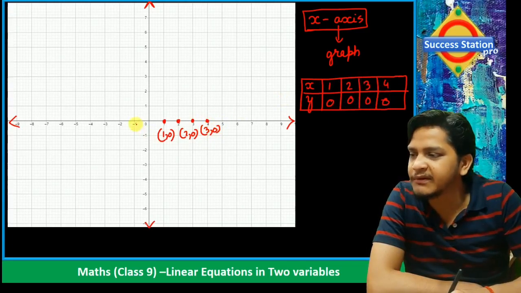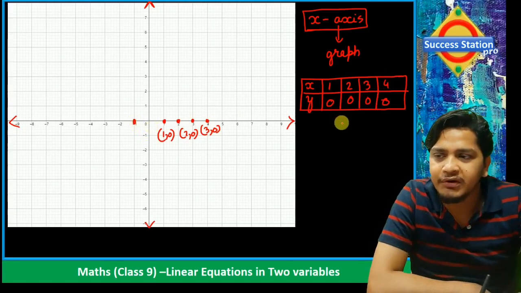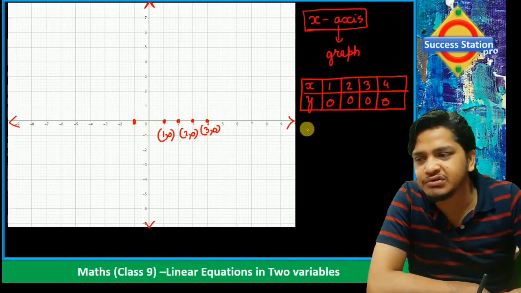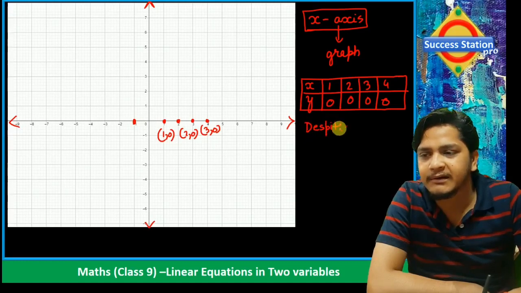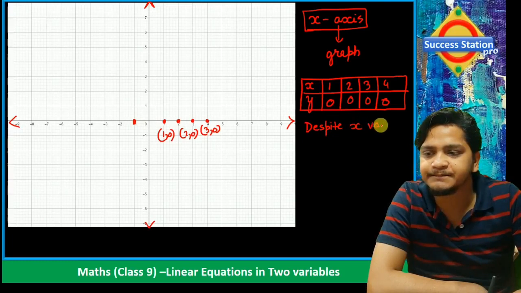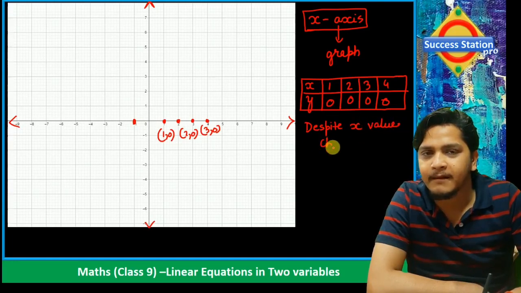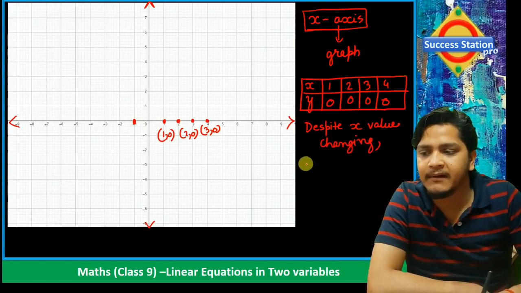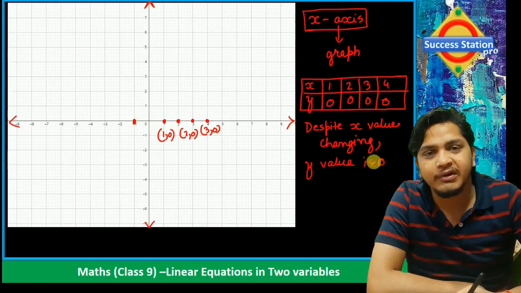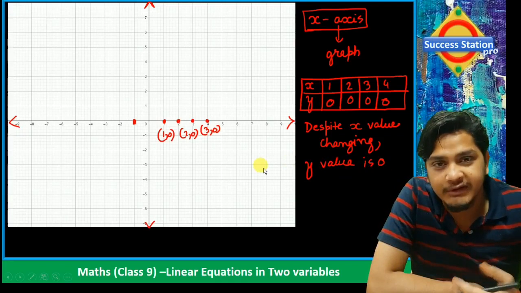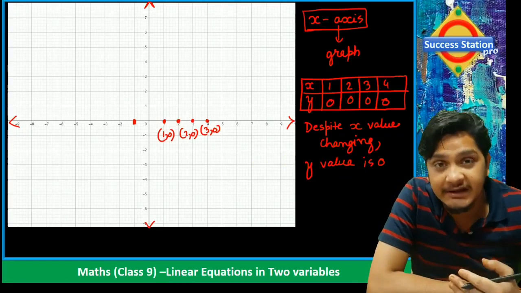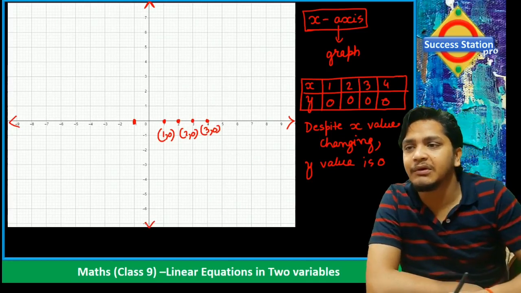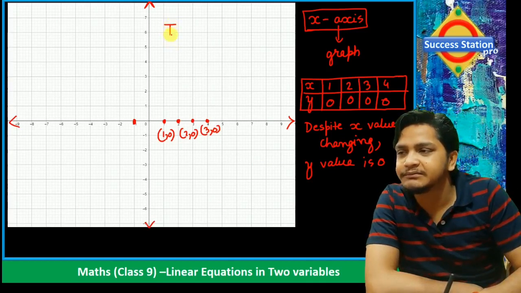Even (-1, 0), right? So what you're seeing is, despite the values of x changing, the value of y is the same. The y value is 0, right? So even if you take x equal to 10 lakh, y will be 0.